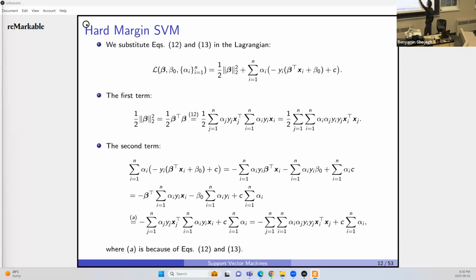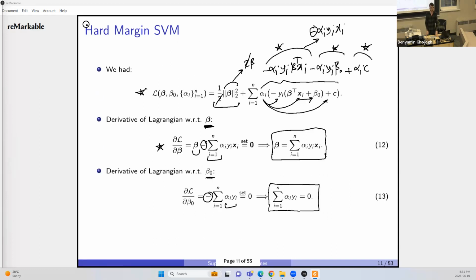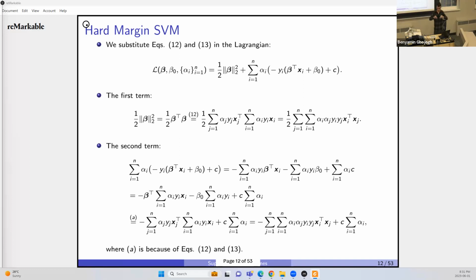Let's substitute these two that we found in the Lagrangian. This is not mandatory, but for interested students and audiences, see my optimization course on YouTube, the session about KKT conditions and Lagrangian, where we had the method of Lagrange multipliers. We take the derivative of the Lagrangian with respect to the primal optimization variables. So beta and beta zero are the primal optimization variables, and alpha i's are the dual optimization variables. We find some expressions, then we put them back in the Lagrangian. This is exactly what we are doing: putting back beta and beta zero that we found in the Lagrangian. We are using the method of Lagrange multipliers.